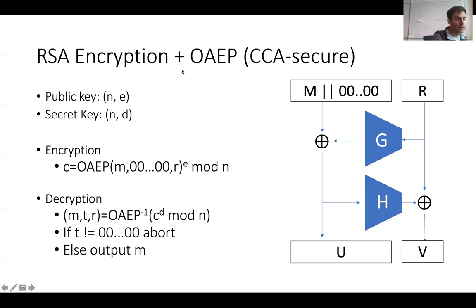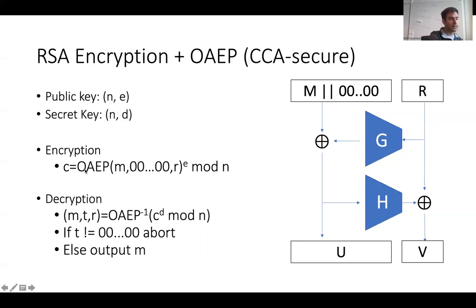OAEP stands for optimal asymmetric encryption padding. It's a padding scheme. It's a way of taking a message of a fixed length and padding it to the size of the RSA modulus. This is done using some randomness, which, as by now you know, is necessary to get any meaningful notion of security, even just chosen plaintext attack security.